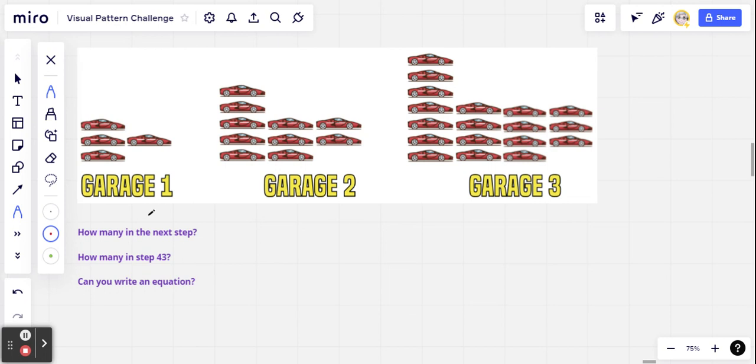Here's our pattern today. We've got garages with cars in them. Here's garage 1, here's garage 2, here's garage 3. Your challenge is to predict the number of cars in garage 4. Looks like it's going to have to be a pretty big garage. If you can do that, can you predict how many cars would be in the huge garage number 43? And can you write an equation that could be used to predict the number of cars in any garage at all? So that's the challenge. If you'd like to accept it, pause the video and see how far you can get.